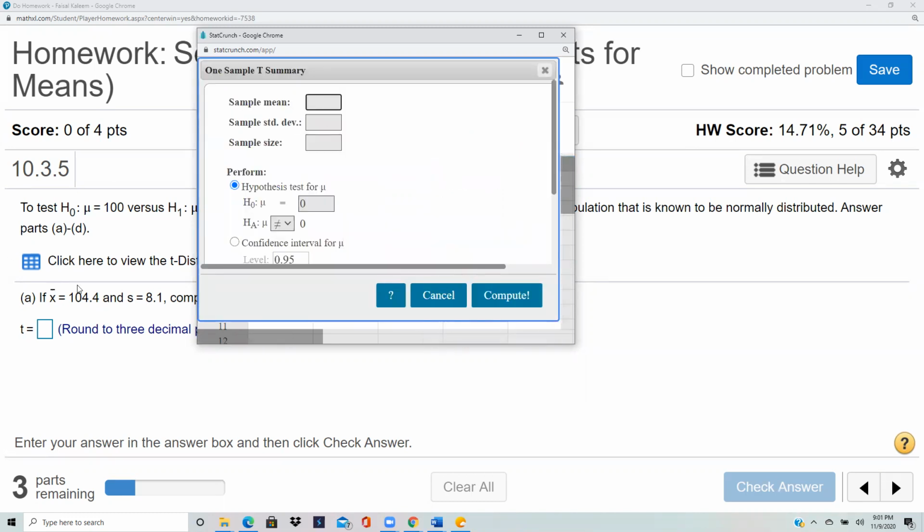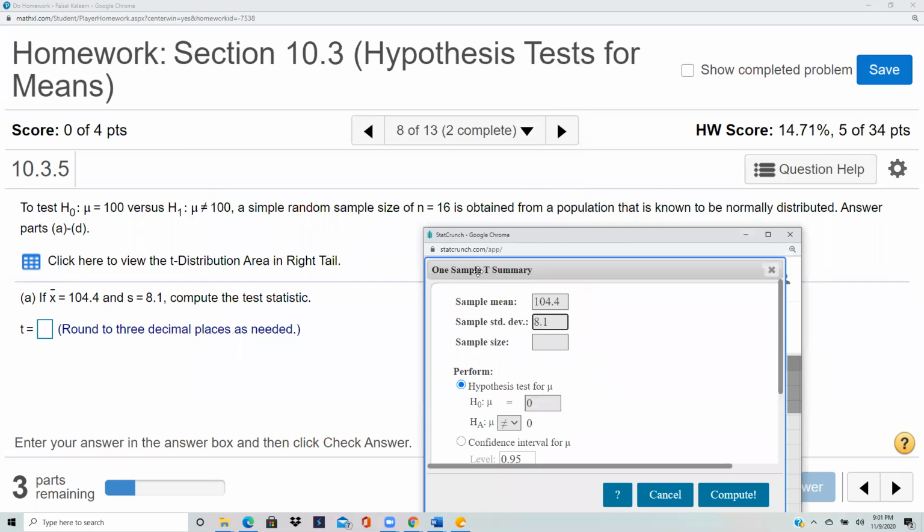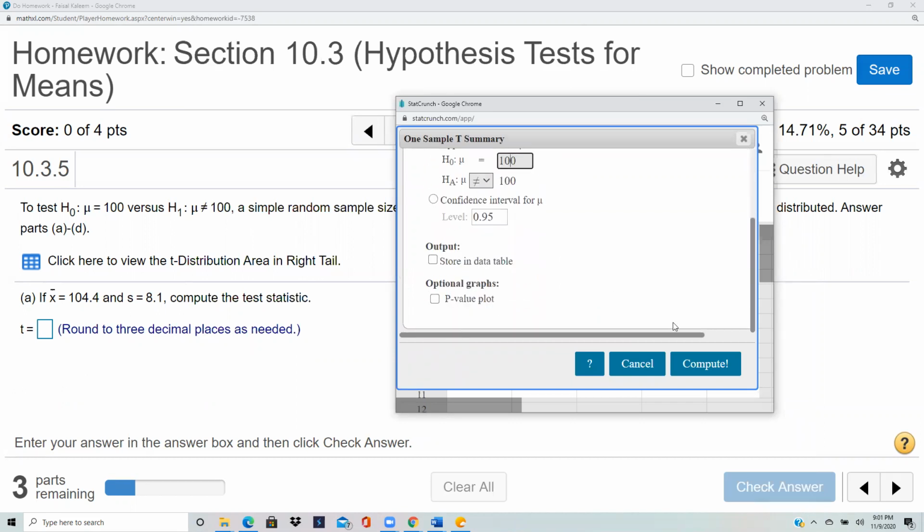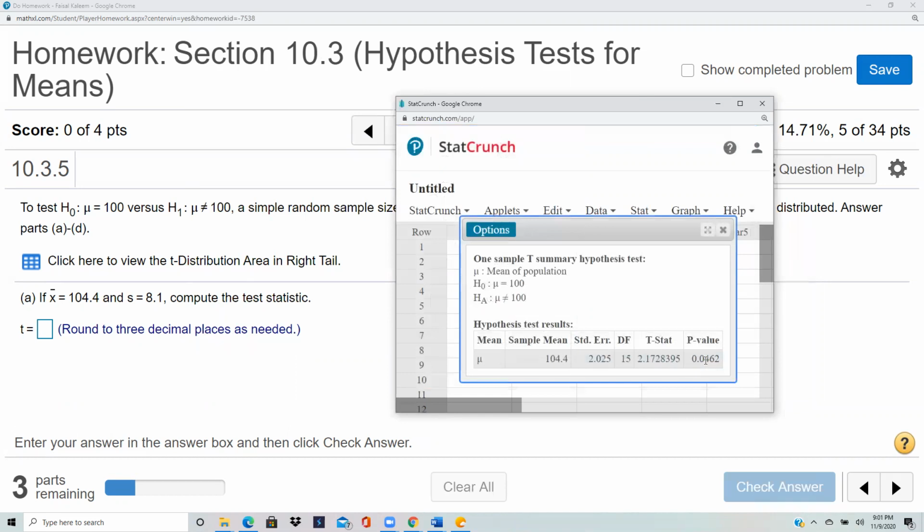So stats, t-stats, one sample summary. The sample mean x bar is 104.4. The sample standard deviation is 8.1. The sample size is 16. The null is 100 and the alternative is not equal to 100. The test statistic is 2.173.